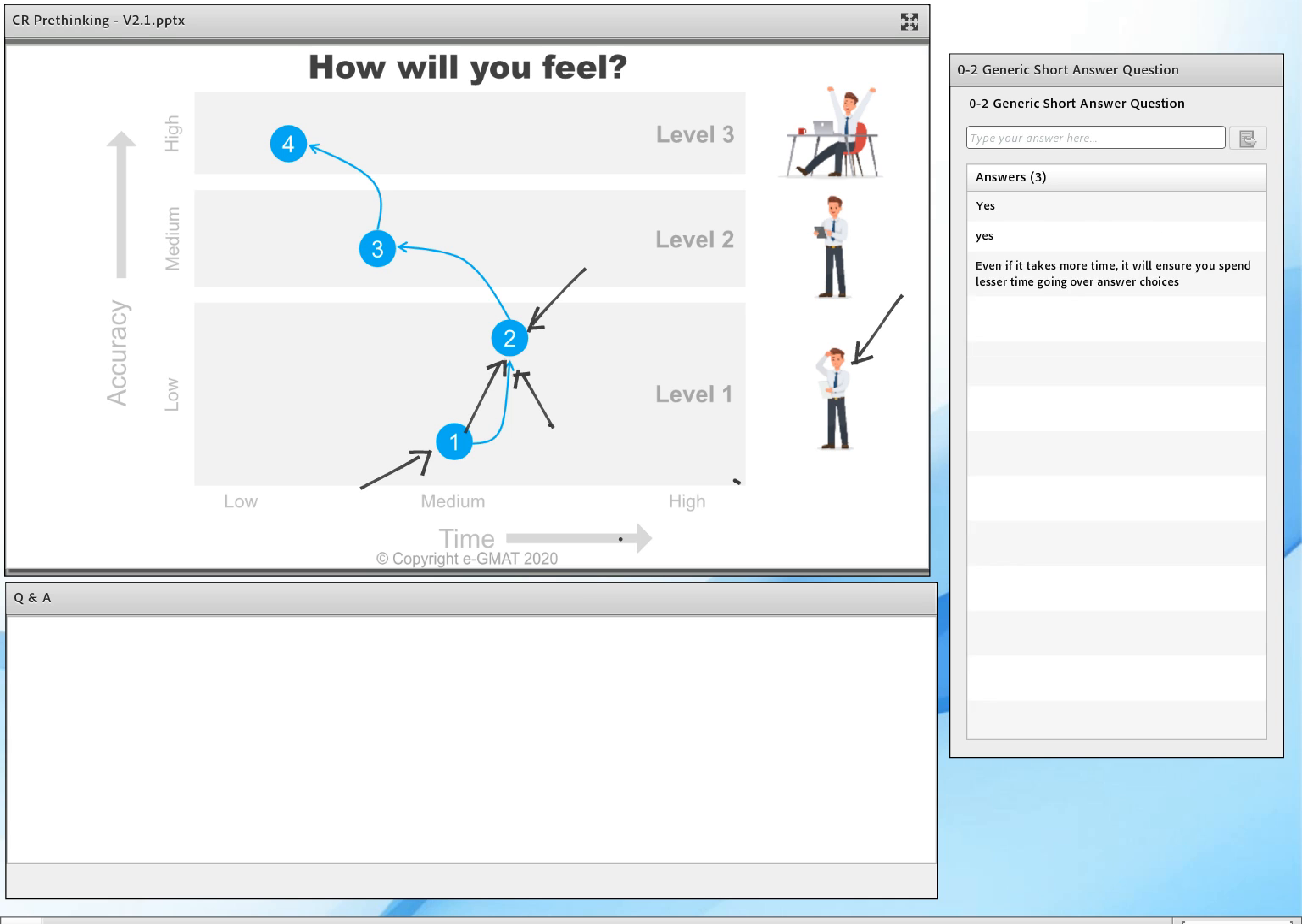Does that happen, or has that happened with anyone? And again, remember, no one's judging you over here. You're still preparing for the GMAT you've not taken.